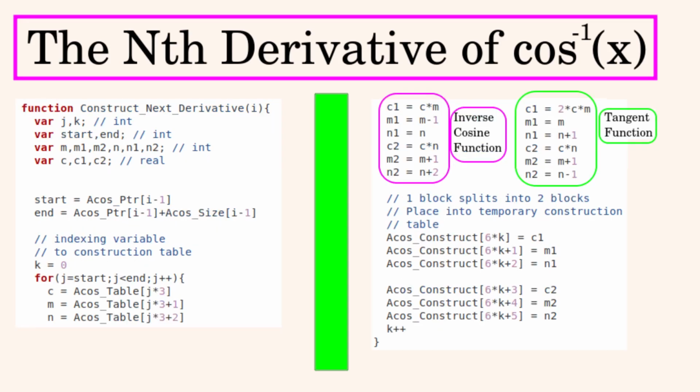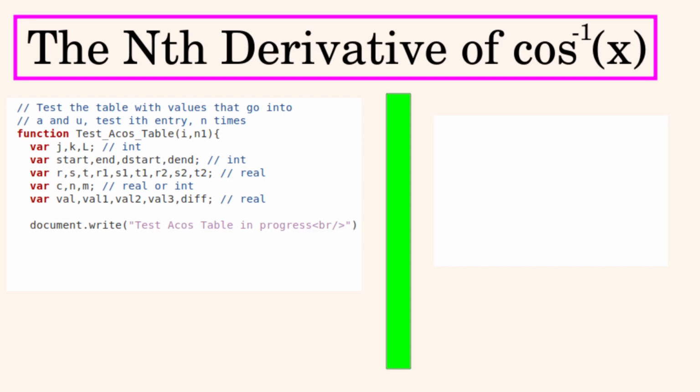So this is the main difference between the function to find the nth derivative of inverse cosine and the function to find the nth derivative of tangent. These constants are calculated differently. But we still have to test this table to make sure that it's correct.